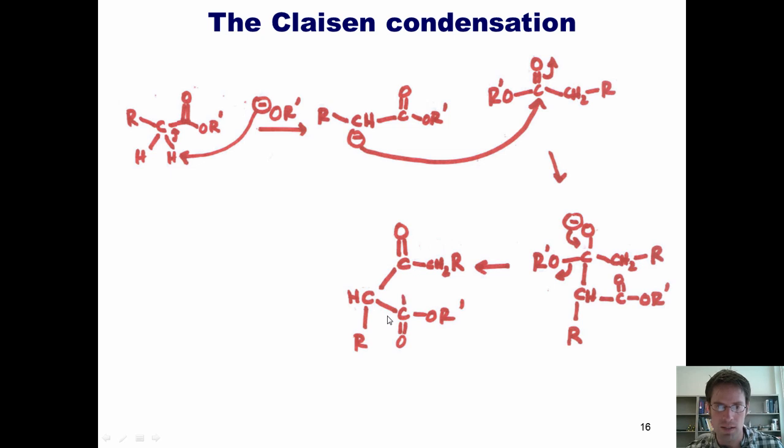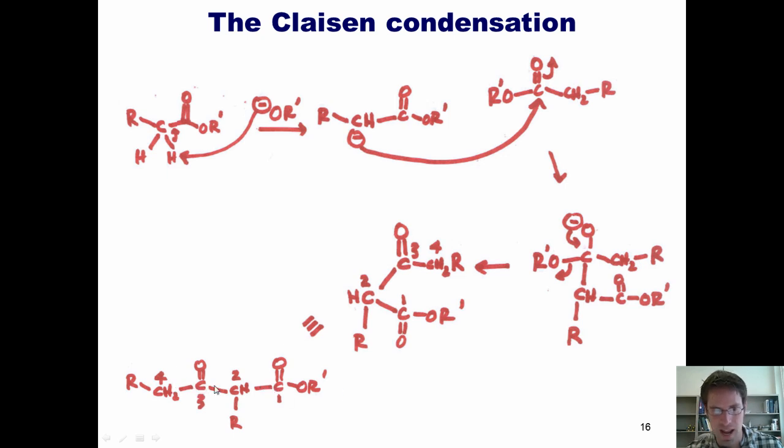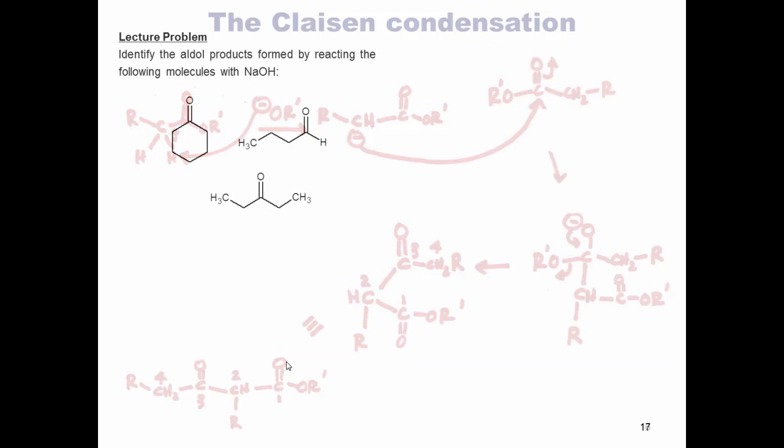Carbon 1, 2, 3, and 4. I redraw that, you can see that it is indeed this molecule, which is an ester that has a ketone at the position beta relative to the carbonyl. It is a beta ketoester. I hope you feel comfortable with this, because we're going to do some problems.